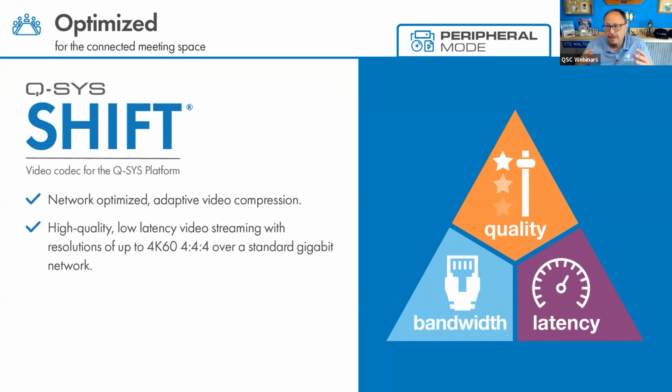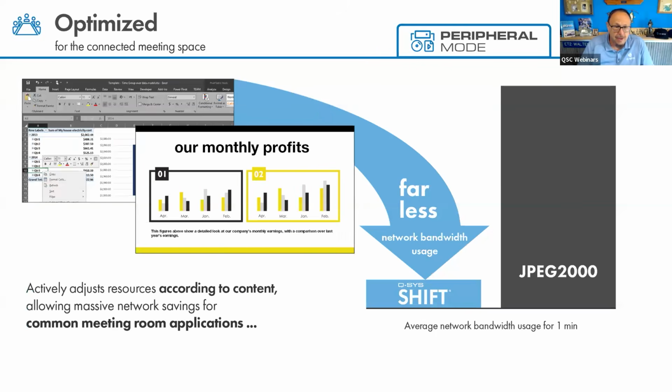It's network optimized, and it does adaptive video compression. So some of our competitors, you can set it to 750 or 800 and then 250 or whatever the case may be. But this actually constantly adapts depending on what the actual content is. So in this example, if someone pulls out a million color spreadsheet with a million cells or something, it will do it as well.